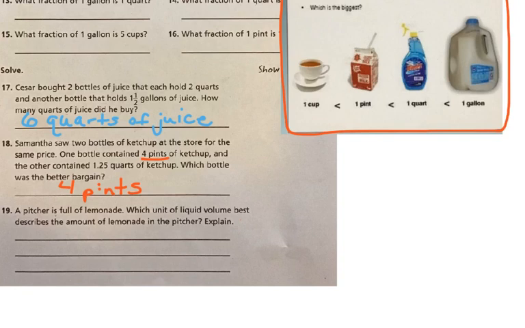And I think there's 2 units of measurement that would work here. You could have a pitcher that held a gallon of lemonade, but you could also have a pitcher that held a couple of quarts of lemonade as well. So I think those are probably your 2 most logical measurements of liquid volume for a pitcher. And if you were looking at a personal serving size, you'd be looking more at pints or cups.